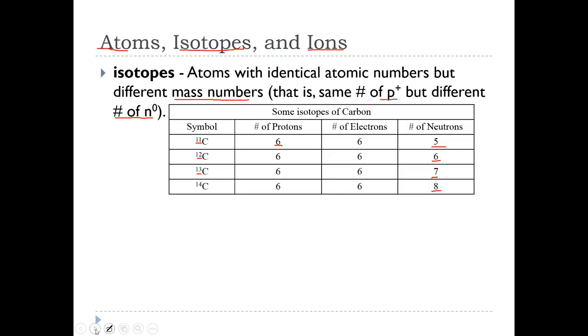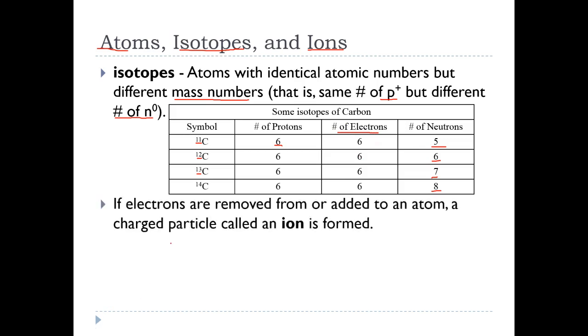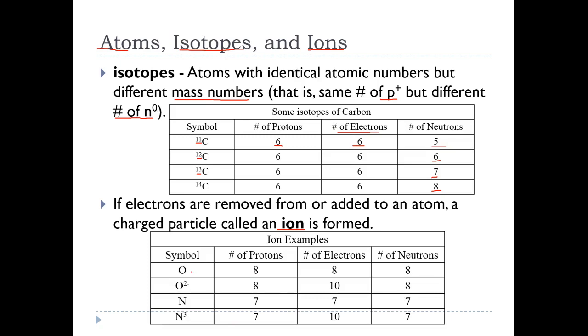Now let's talk about what happens when we have different numbers of electrons. If electrons are removed from or added to an atom, a charged particle called an ion is formed. So we've been talking about how generally the electrons are the same number as the protons, so you get no charge. But if you add or take away electrons, then you get an ion. So here's a chart with 2 different types of ions. We have an ion for oxygen and an ion for nitrogen.